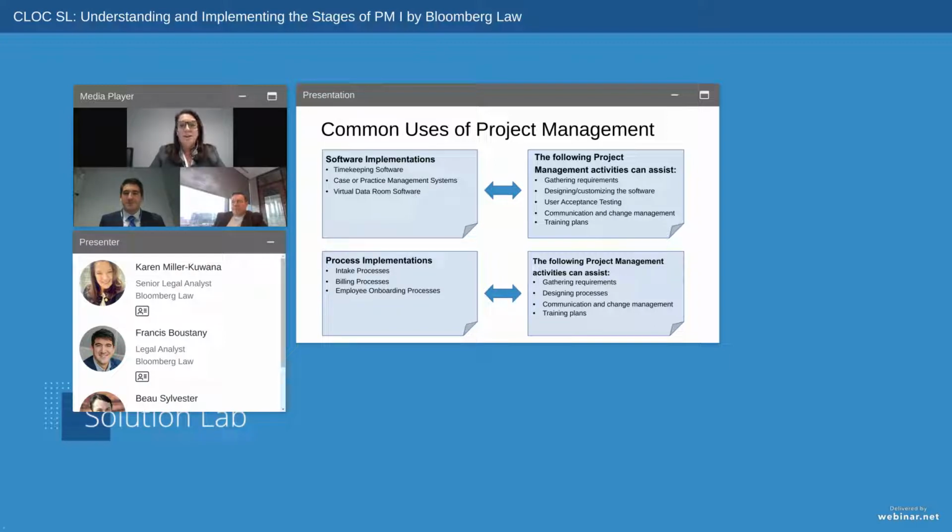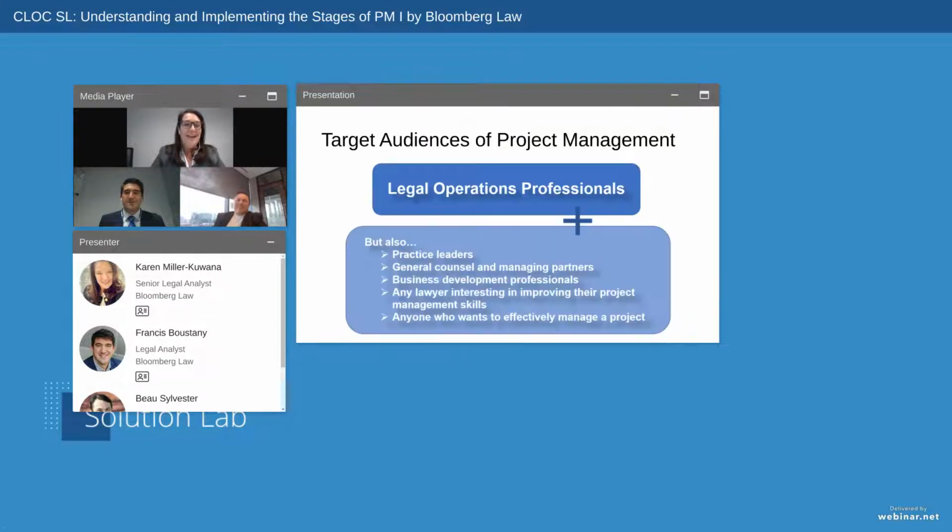Looking at the target audiences for project management, not surprisingly, in legal operations, I'm not sure if the slides are slower on my computer. Thanks.